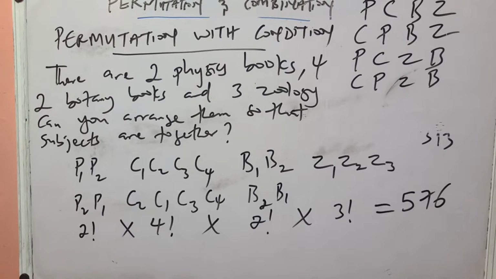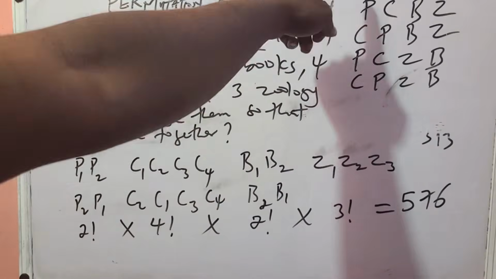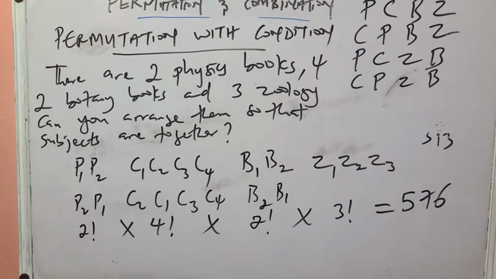Now, let me throw this out. Guys, how many different ways can the different types of books, like what I wrote here, be arranged?